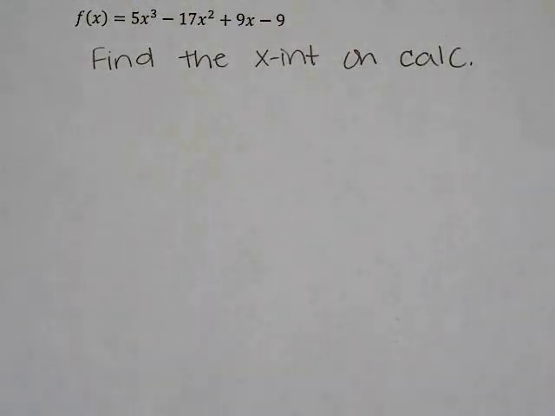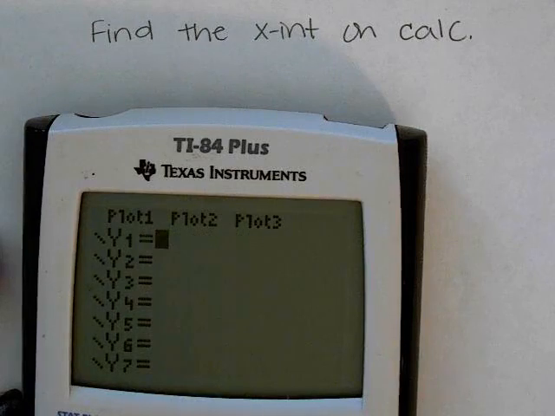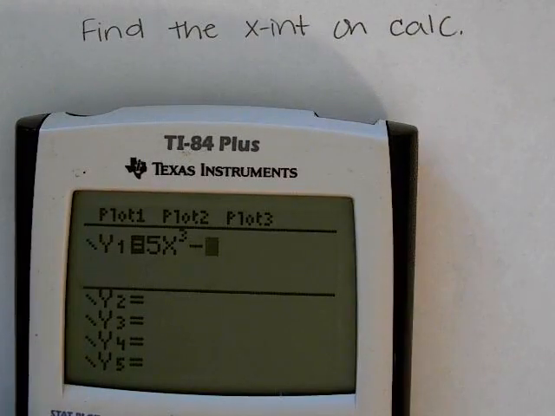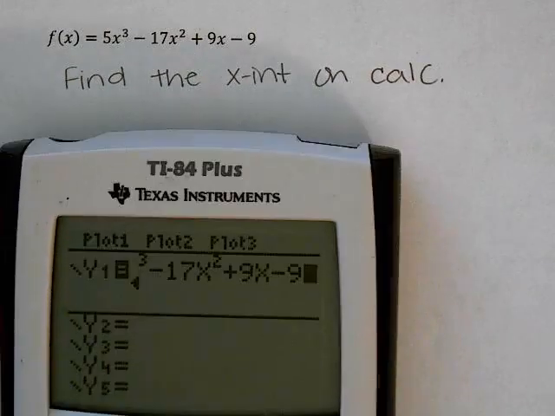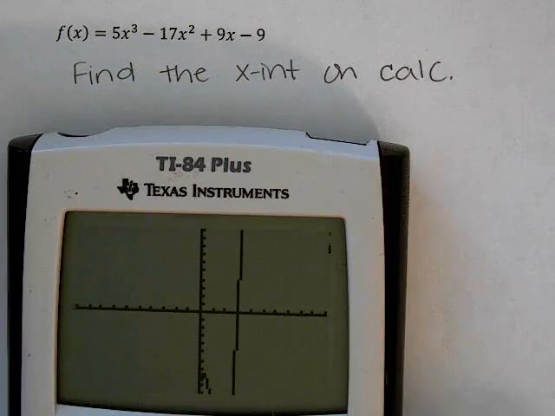So I'm going to graph 5x to the third minus 17x to the second plus 9x minus 9. I'm just typing the problem in and graphing it. I am not going to worry about changing my window so the whole thing fits in there. I don't care about the whole thing. All I care about is the x-intercepts.